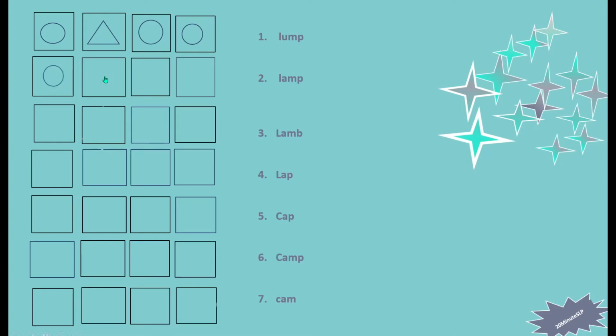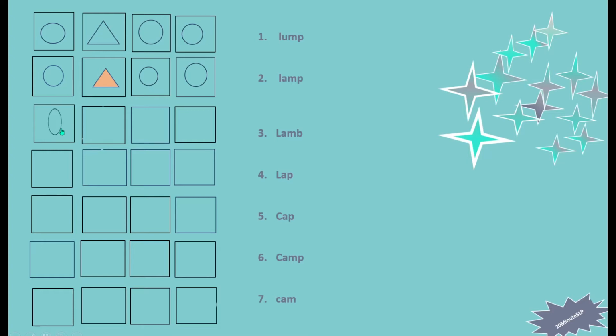So our next word is lamp. Ul, A, P. This is an U in lump. This is an A. It's different. So I will color it. The next word is lamb.